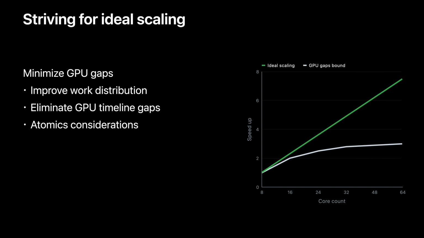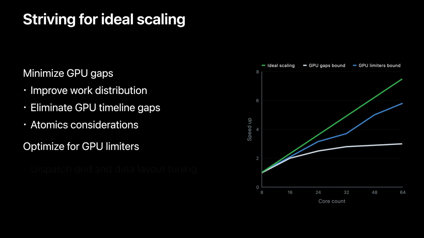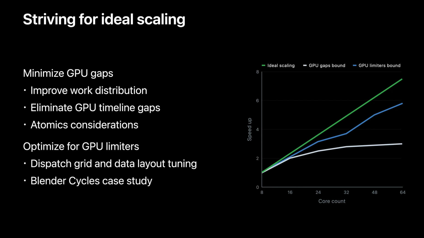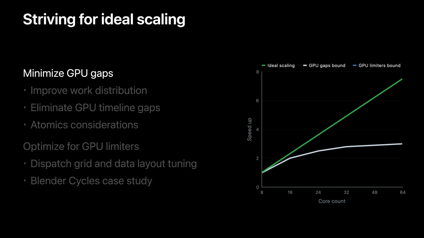Then, I will explain how to optimize for GPU limiters by first investigating the effect of compute grid shapes and memory layouts of your workload. Finally, by looking at a specific example in Blender cycles. Start by focusing on minimizing GPU gaps. This kind of scaling can be the result of the GPU not being fully utilized, with gaps in the GPU timeline where the hardware is idle.